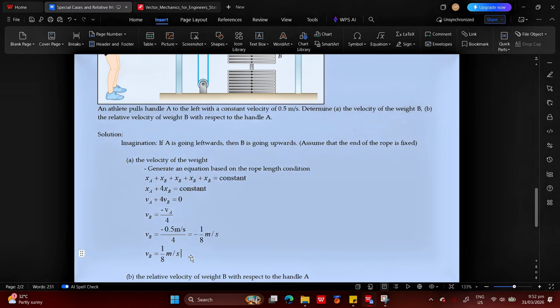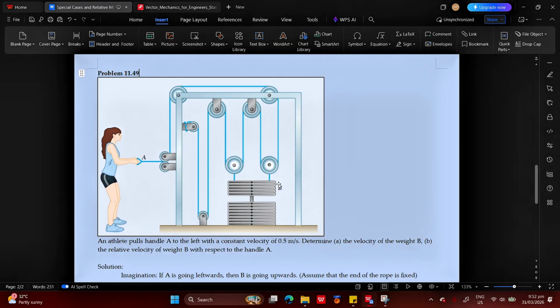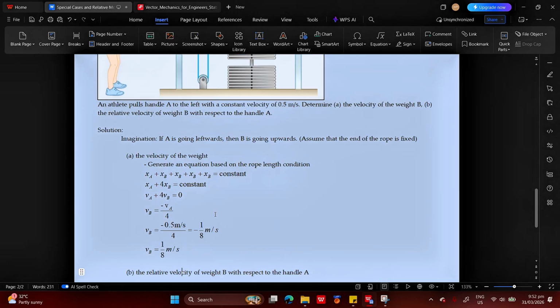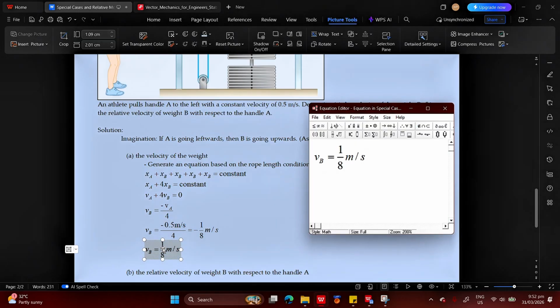And its direction: if we are pulling A leftward, then B is going upward. So what does that mean? Even if it's not negative, it's obviously upward, guys.